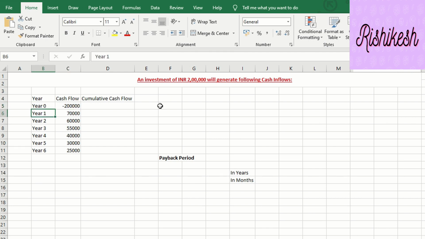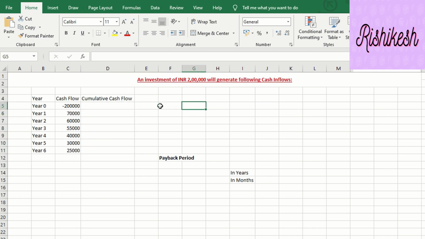Now from year 1 to year 6, you have got these following inflows which have been given to you. In year 1, you got an inflow of 70,000. In year 2, you got an inflow of 60,000. In year 3, it's 55,000. Year 4, it's 40,000. Year 5, it's 30,000. And year 6, it's 25,000.